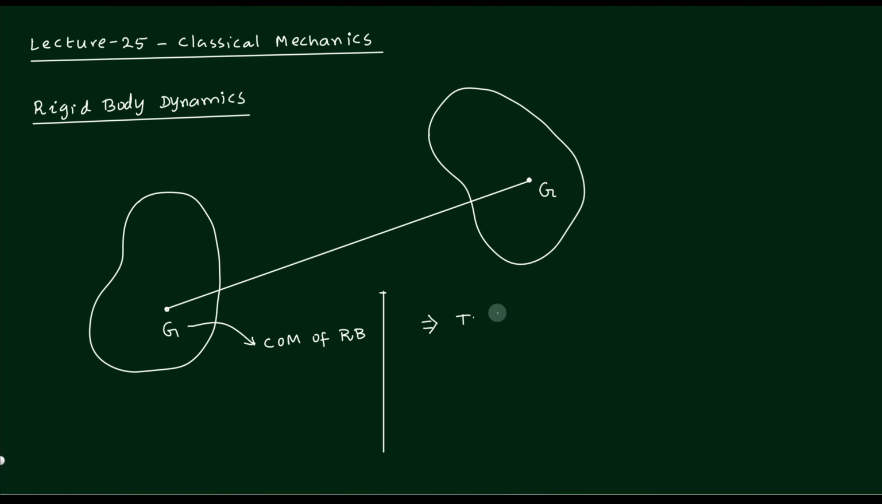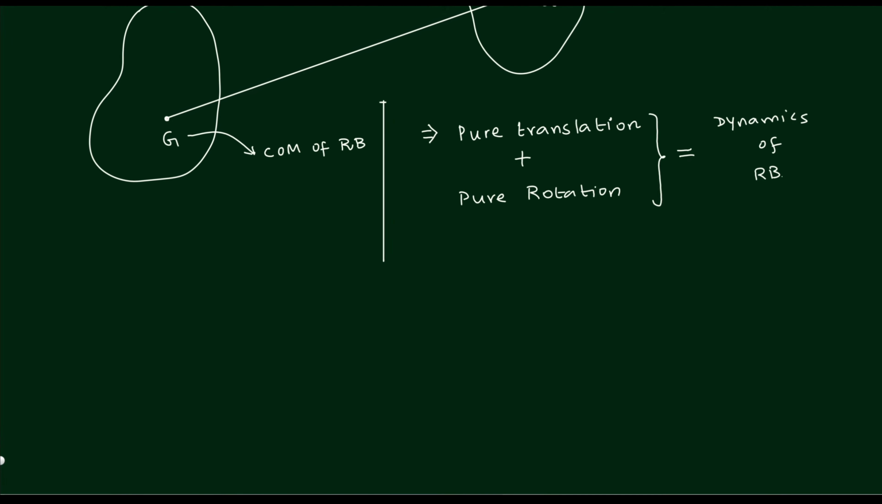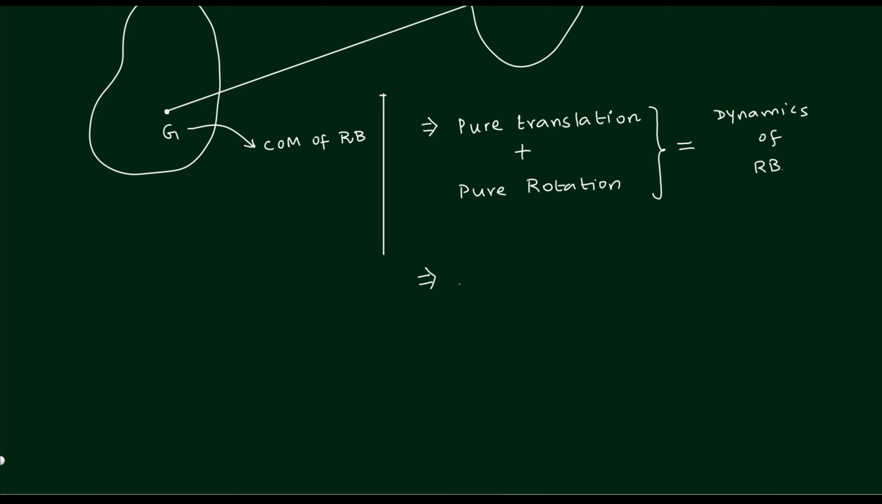The translation is one of the basic things that you already know. So I write first translation. Pure means you don't mix with rotation. So pure translation plus pure rotation, which means that for our easy understanding, it is better to consider them separately and then add them. If you study that, it is called the dynamics. So I'll write down that this is the dynamics of the rigid body, RB. RB means rigid body. So what is dynamics of rigid body? Quickly you can tell the answer. The dynamics of rigid body consists of studying the pure translation together with pure rotation. And that's all about it.